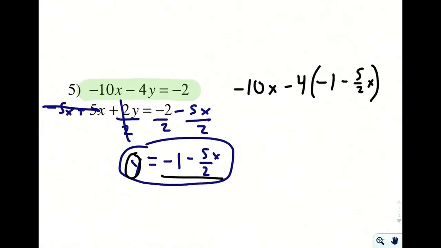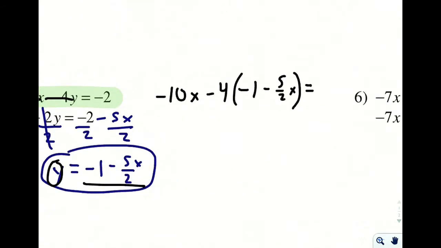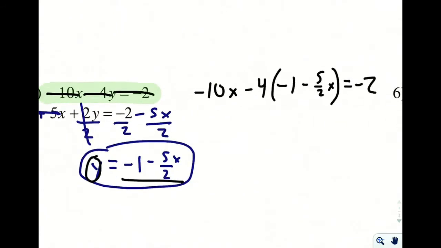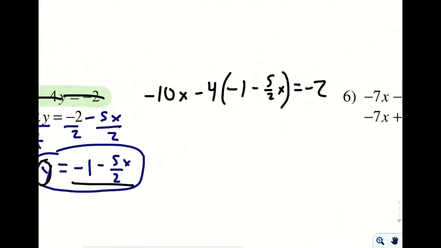And then I'm going to keep going. So I have negative 10x, got that, minus 4 times what I know to be y, equals negative 2. So I got all that. So now let's go ahead and work this out. We have a negative 4 distributed into these 2 terms. It's being multiplied by that, so it's distributed in there.